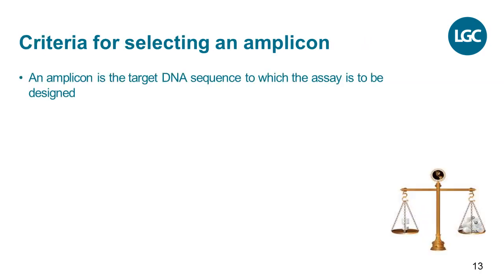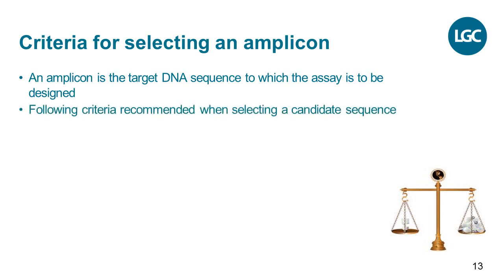An amplicon is the target DNA sequence to which an assay is to be designed. It is likely to be a section of a much larger region of a sequence that has been identified as potentially suitable for discriminating one sample, e.g. plant species, from another. There are a number of recommended criteria for selecting an amplicon.